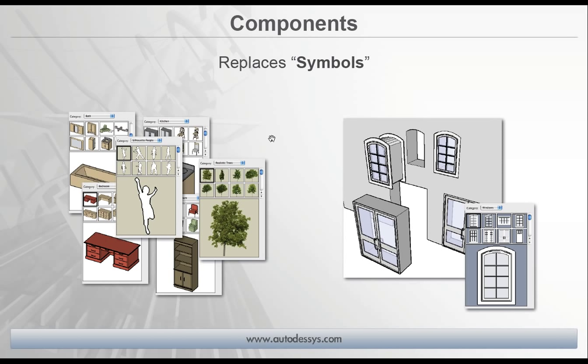We'll also take a brief look at components. This will be replacing the symbols in Form Z, and so any symbols you have from previous versions will then be automatically converted into components, and we'll look at the advantages and the ease of use of the new type of component structure for commonly used items in your scene.